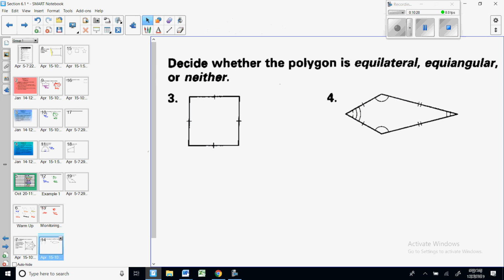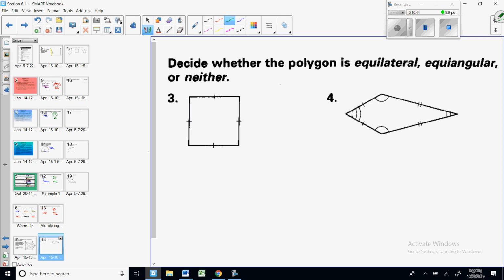Now, the other part to what we're going to look at today, before we get into the quadrilateral sum theorem, is whether our figures are equilateral, equiangular, or neither. So now the markings on our sides are going to matter. We take a look at number 3. Are all the sides marked off the same? Yes, we have that.